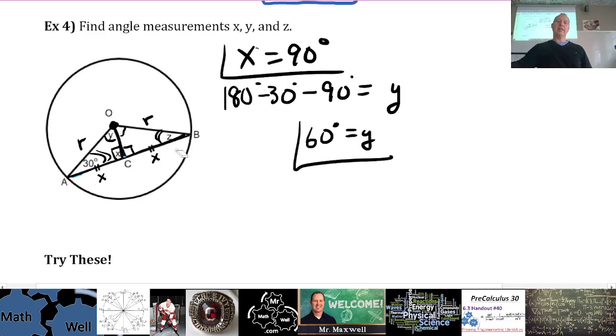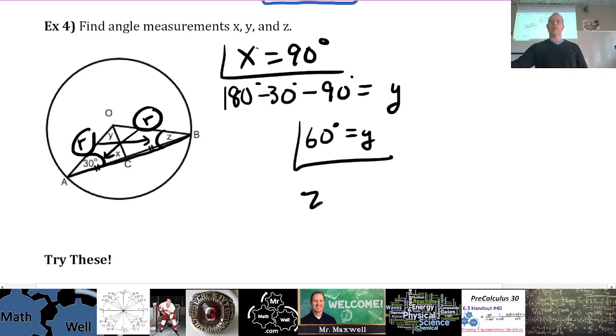Another way to look at this is that this is an isosceles triangle because we have r and r. So that's an isosceles triangle, which means that this angle opposite of r has to be the same as this angle that's opposite of r. So z is 30 degrees. Okay. Questions there?